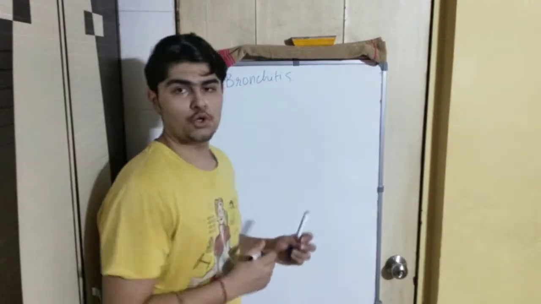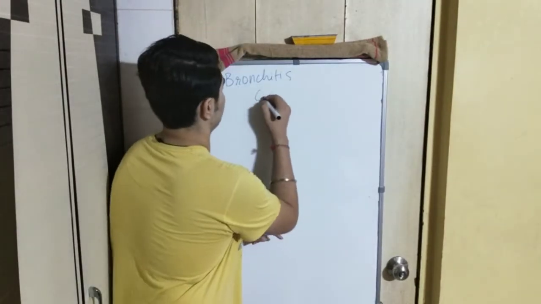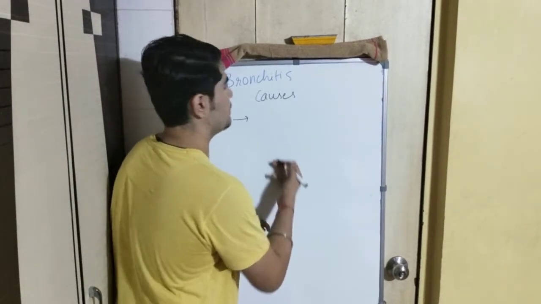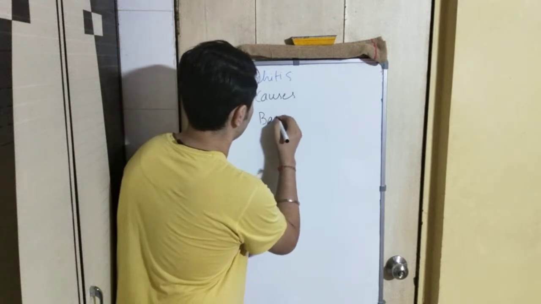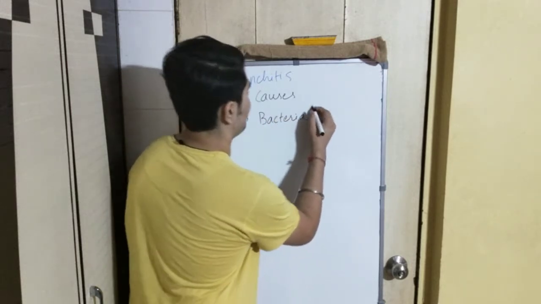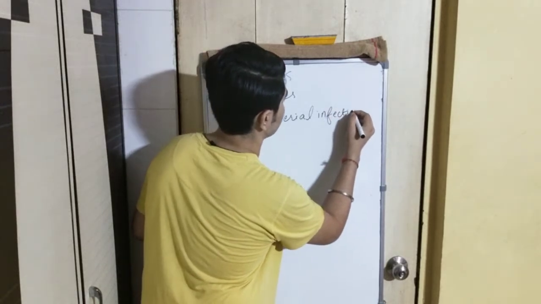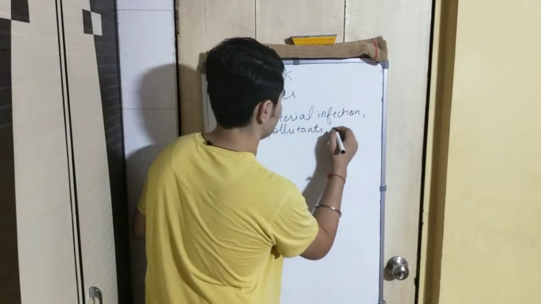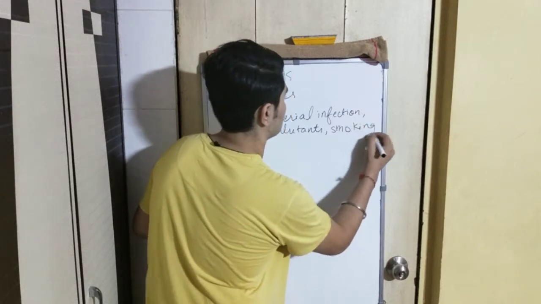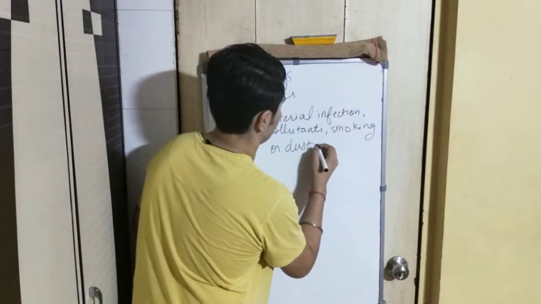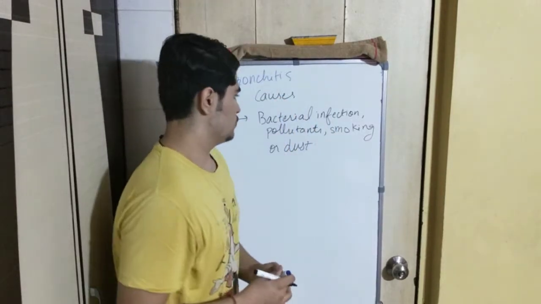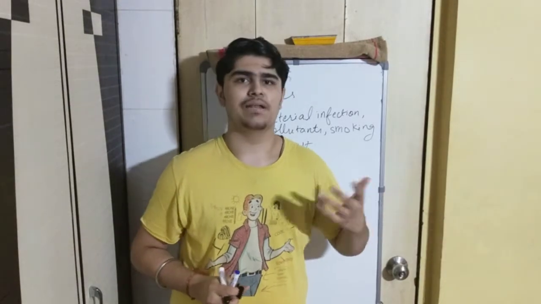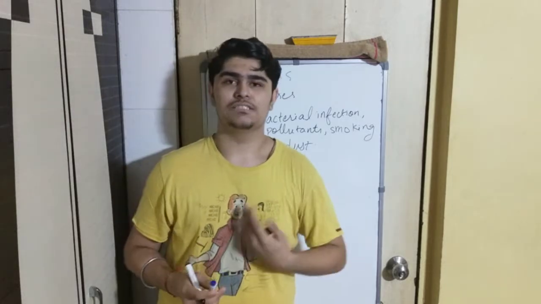So now we are going to talk about causes of bronchitis. The first cause is it can be caused due to bacteria or bacterial infection, pollutants, smoking, or dust. So this can be caused by bacterial infection, pollutants, smoking, dust, and etc. Many things which cause irritation to your nasal tract.